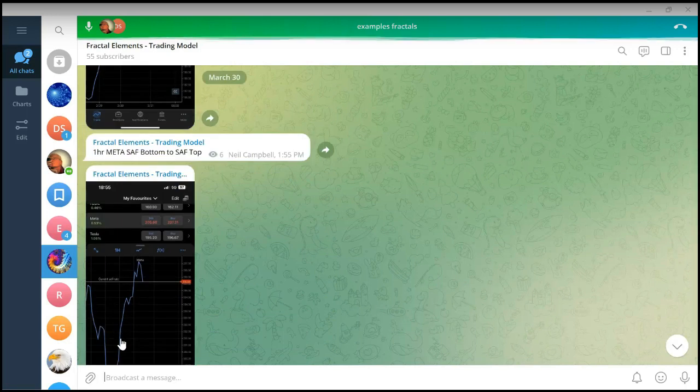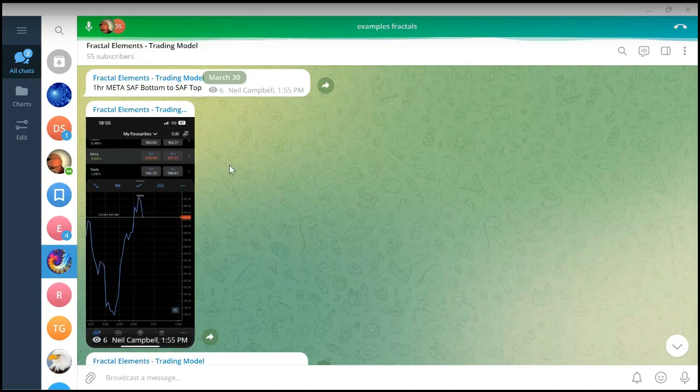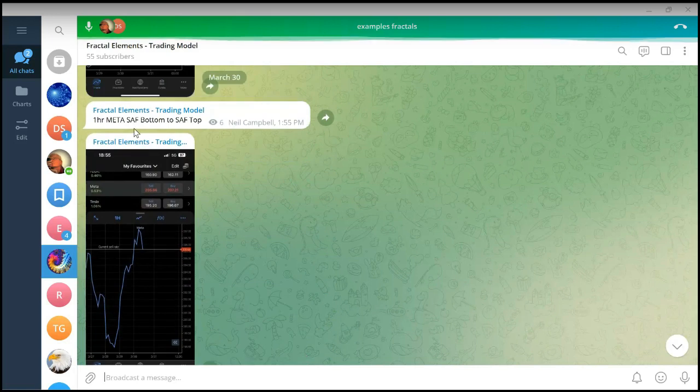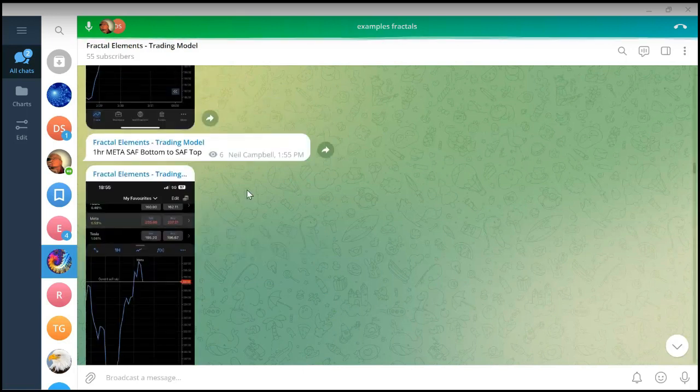another one here. Oh, he's looking at a bottom here. Okay. Oh, we've seen this before too. This is a 1 hour time frame, a standalone fractal on Facebook. Wait, bottom. Yeah, this is the bottom here.